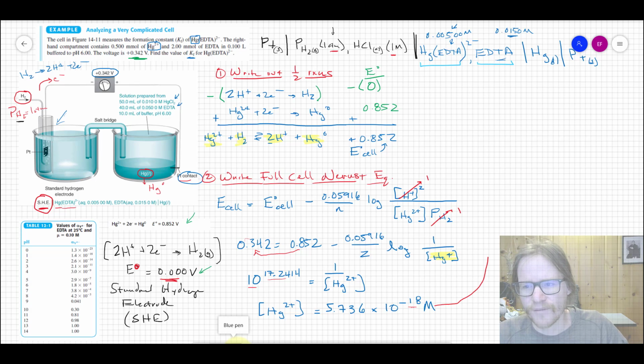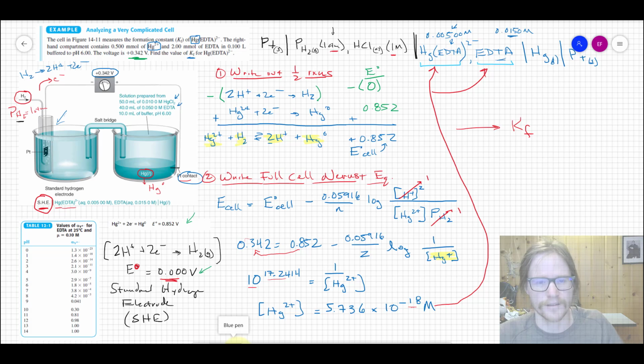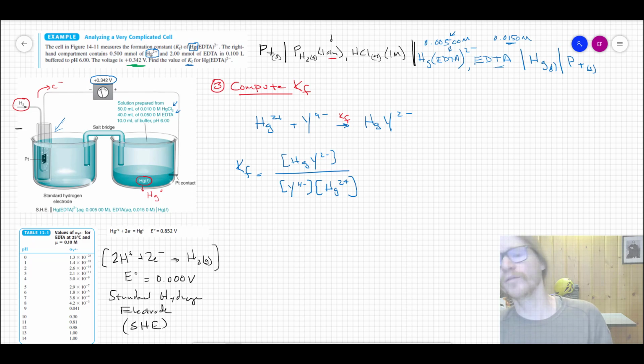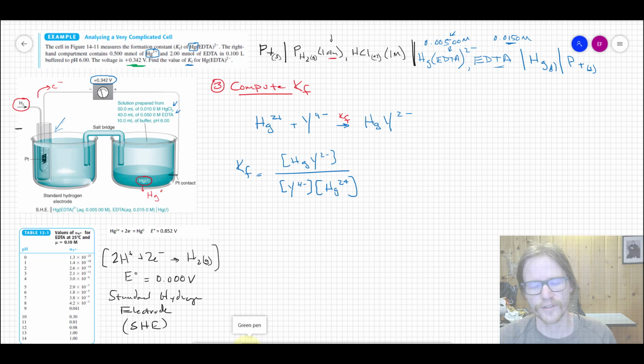Now we can take that value in conjunction with these two other values to extract our formation constant Kf. So let me erase some of this stuff. Our final step is hopefully pretty familiar. We just need to compute the Kf. As I mentioned, for all of the complexation equilibria for EDTA, the convention is metal ion plus the Y4 minus version of the EDTA to form the complex. In this case, we're given the concentration of the complex and the excess amount of EDTA, and we just computed the concentration of mercury being that small value, 10 to the minus 18.